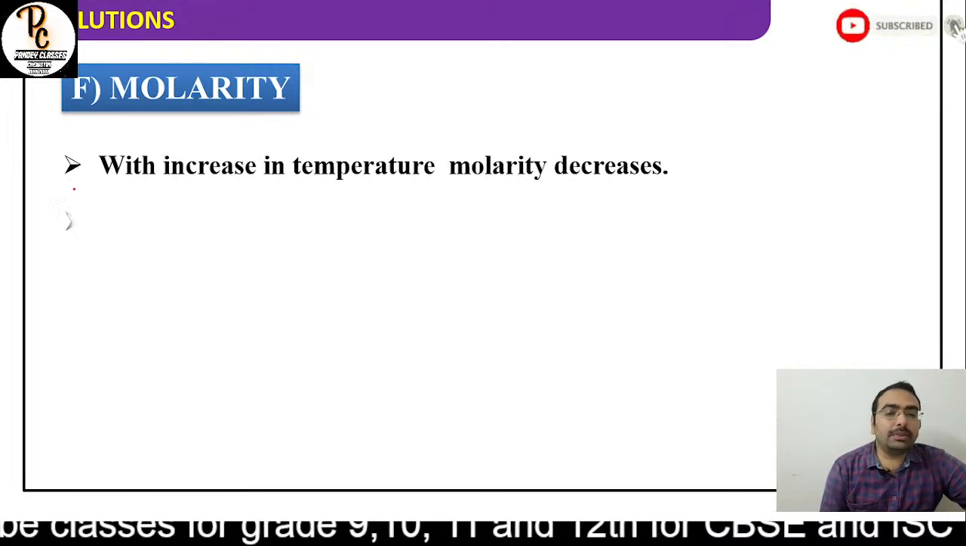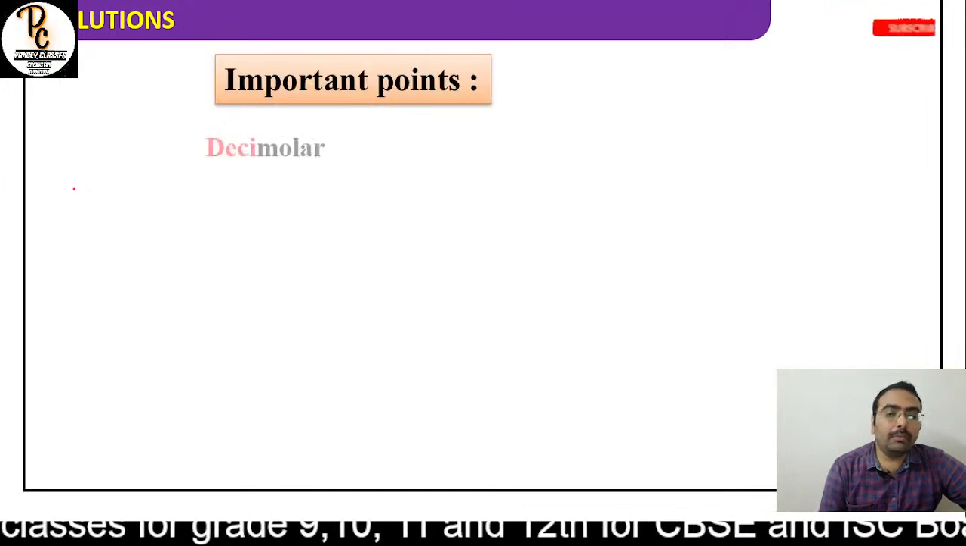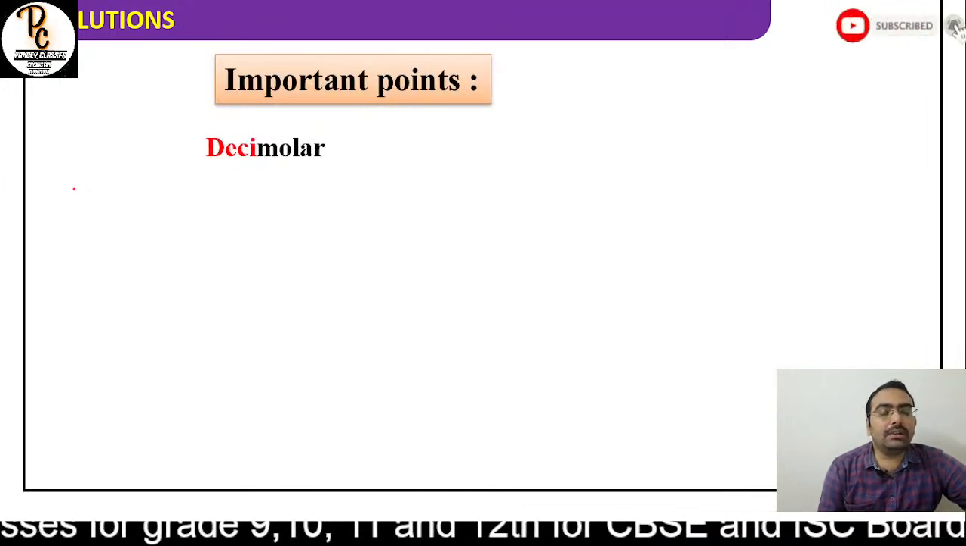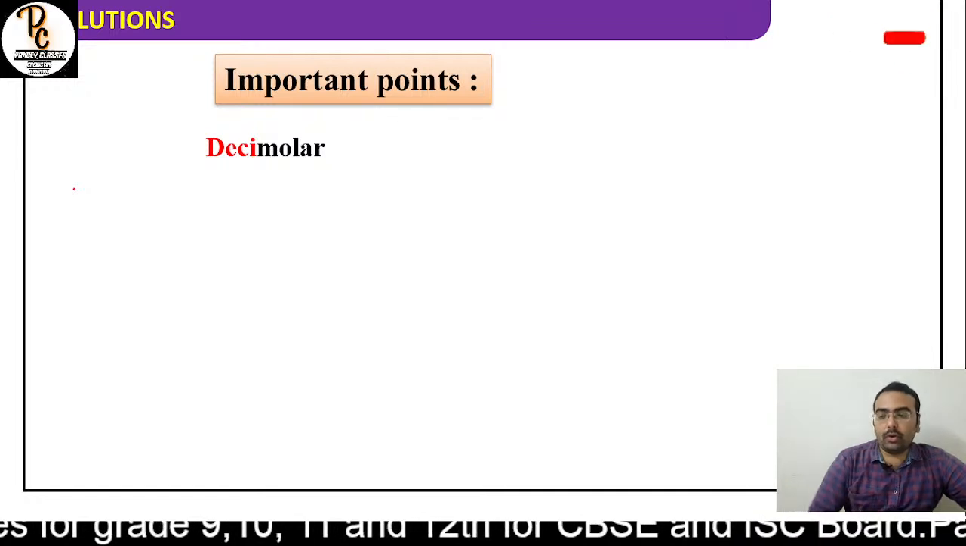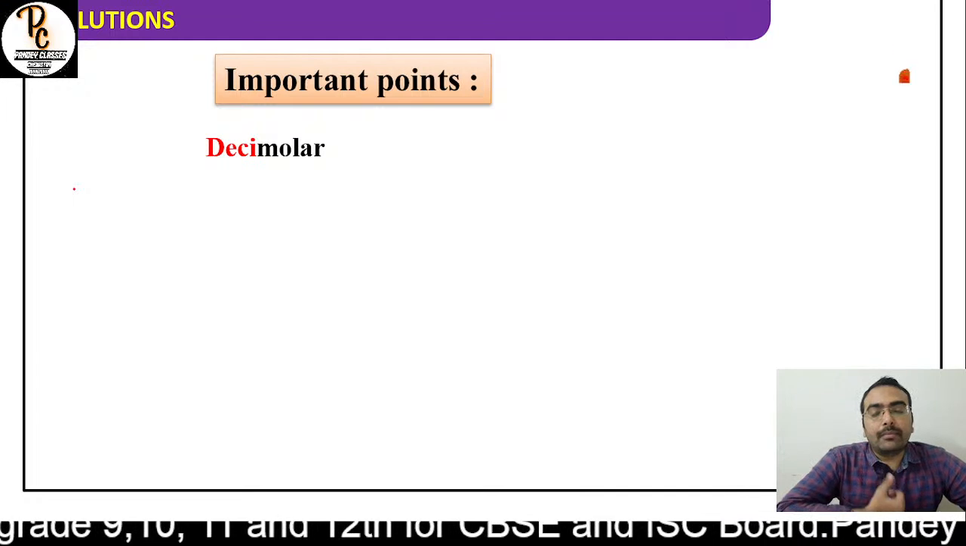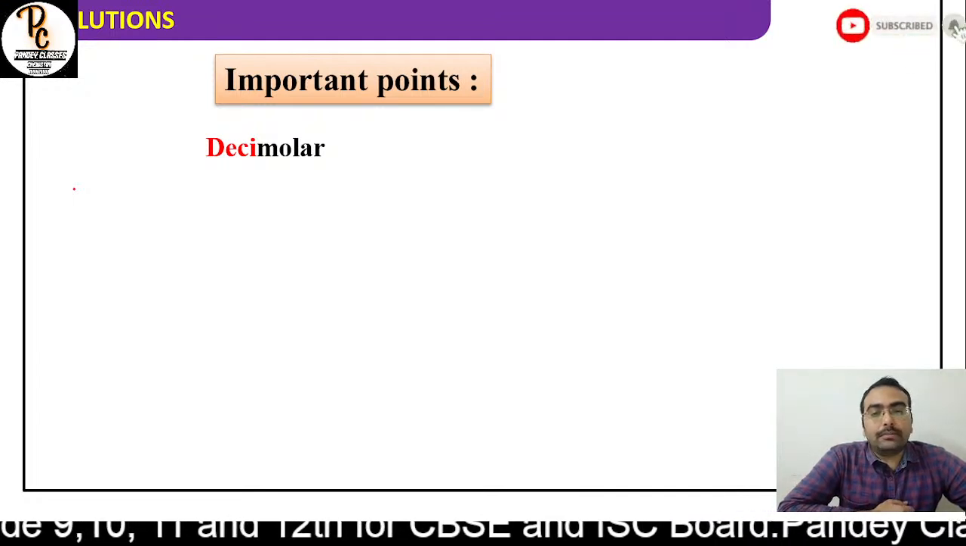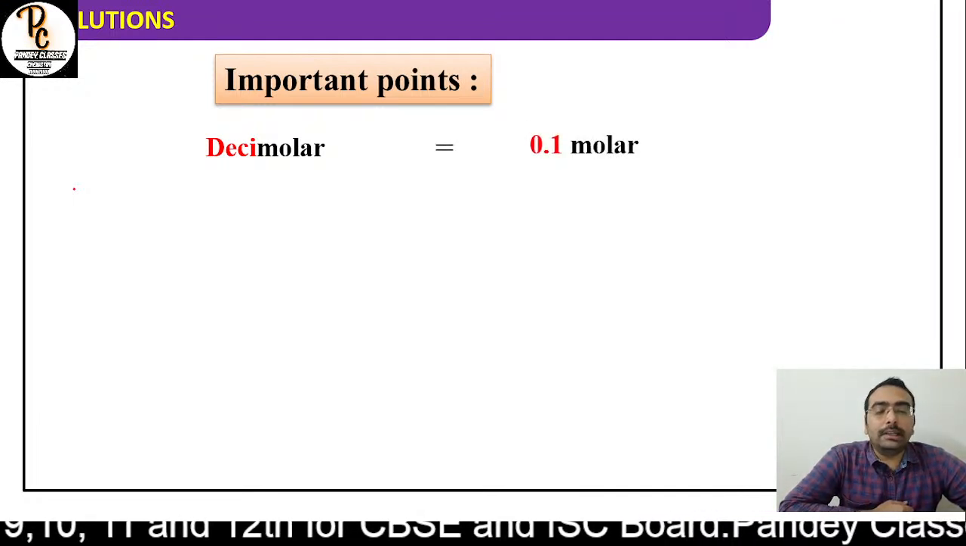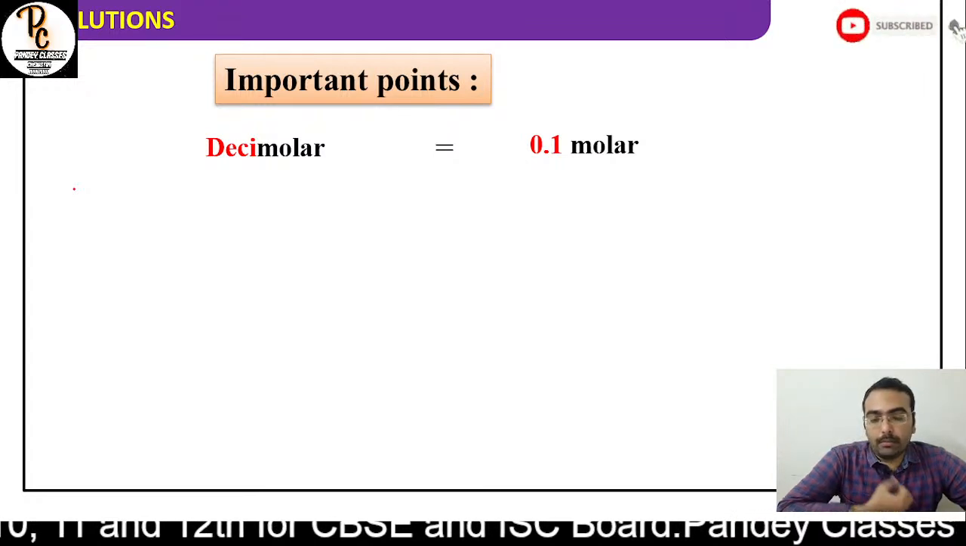With increase in temperature, we already discussed. Now, important points. These are the terms that we use, not always, but many a times we use this formula. So what is it? Decimolar. Decimolar means 0.1 molar.